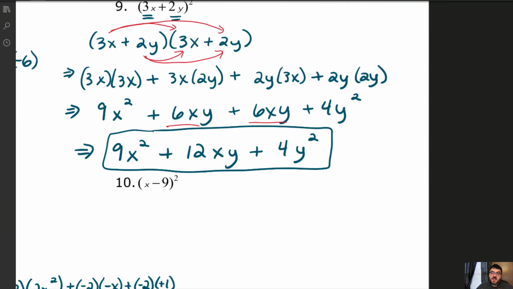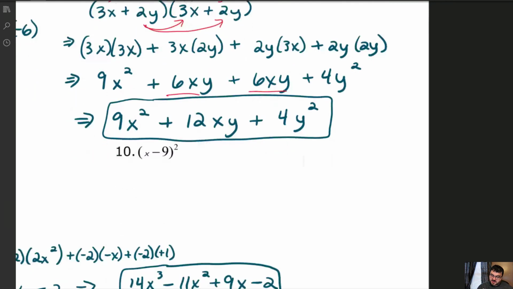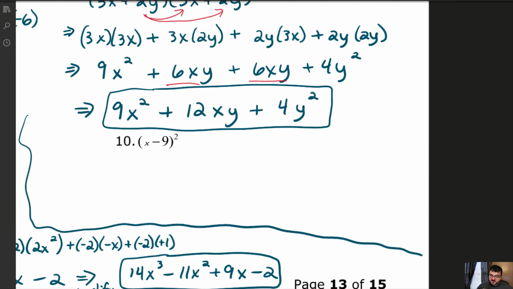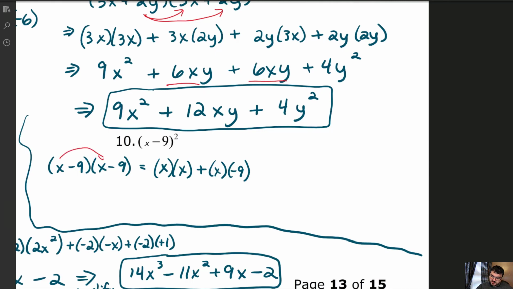Okay. And you can do the same thing for number 10 as well. Now number 10, there is a negative 9. So whenever you're distributing that negative 9, just be real careful on that. This will be x minus 9 times x minus 9. So I'm going to distribute my x to the other x, and then I'm going to also distribute x to that negative 9. So basically what I did here was I took x, multiplied it by x, and multiplied it by negative 9. Now I'm going to keep going, so just keep it in a chain of addition for now.